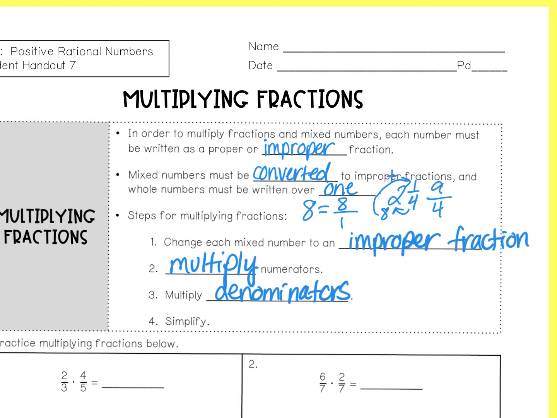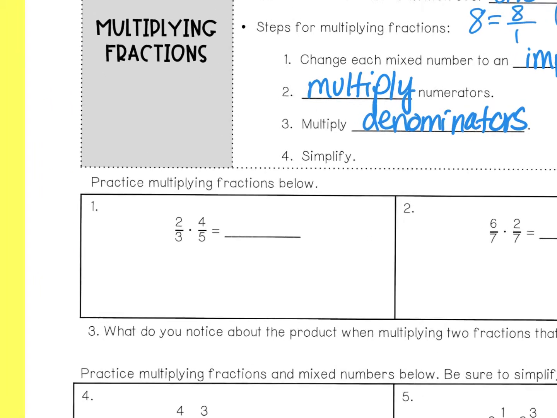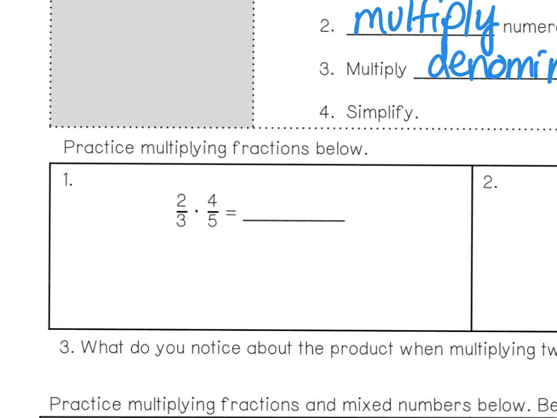So now that we have gone through our steps of solving multiplying fractions, we are now going to practice. So down here, looking at example number 1, you have 2/3 times 4/5. We're going to follow our steps. So starting with our numerators, I'm going to multiply straight across. I've got 2 times 4. We know 2 times 4 is 8. And then we're going to multiply our denominators. 3 times 5, which we know is 15. And then we would simplify.